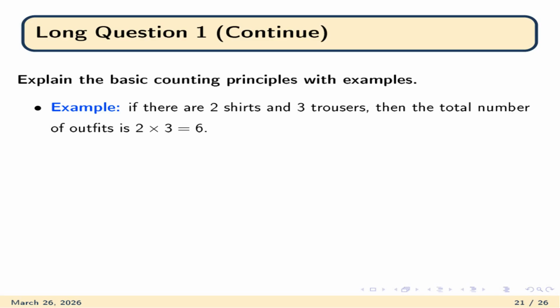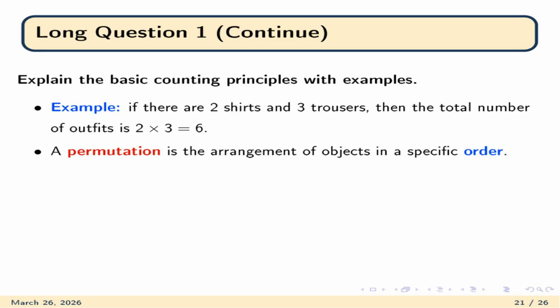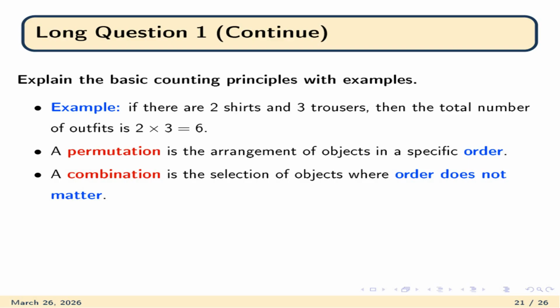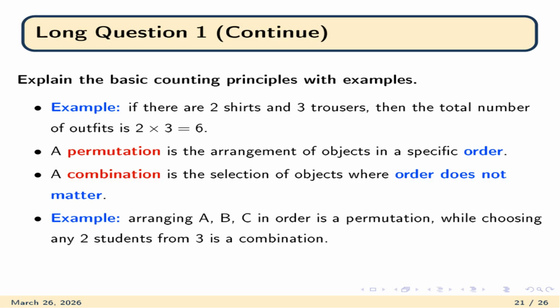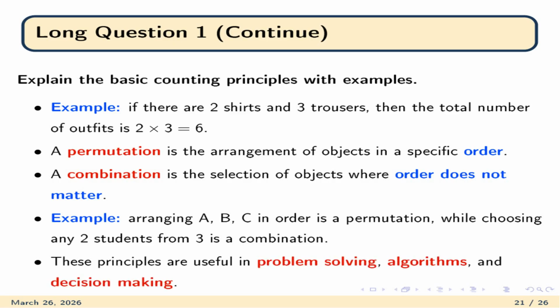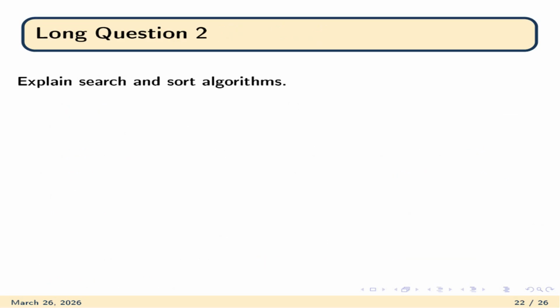to 6. A permutation is the arrangement of objects in a specific order. A combination is the selection of objects when order does not matter. Example, arranging A, B, C in order is a permutation, while choosing any 2 students from 3 is a combination. These principles are useful in problem solving, algorithms, and decision making.